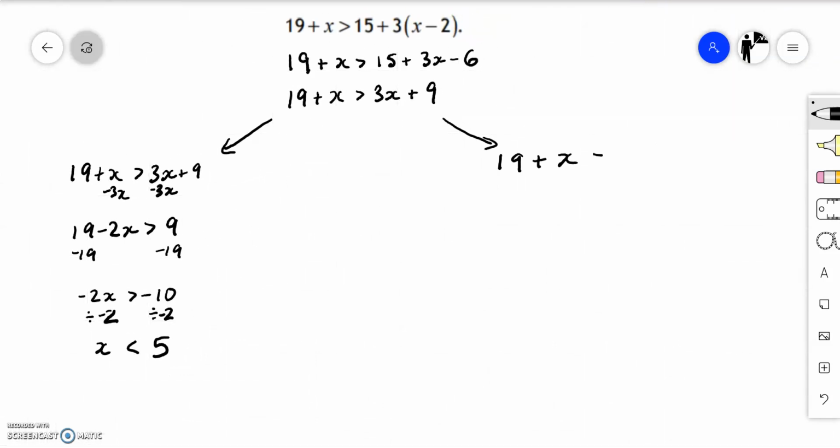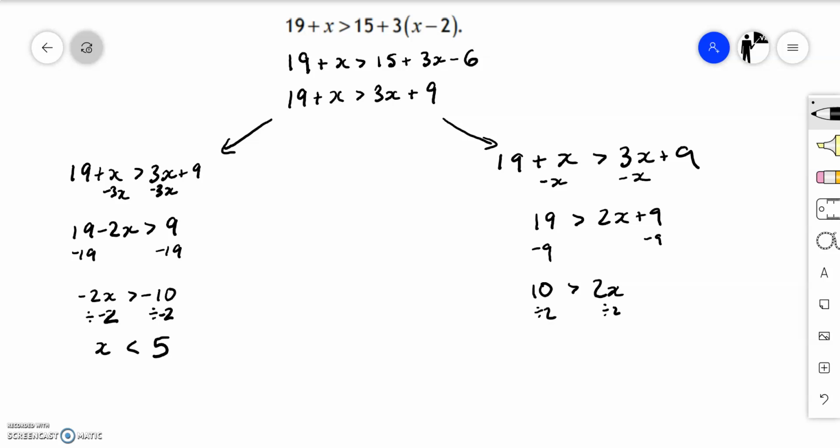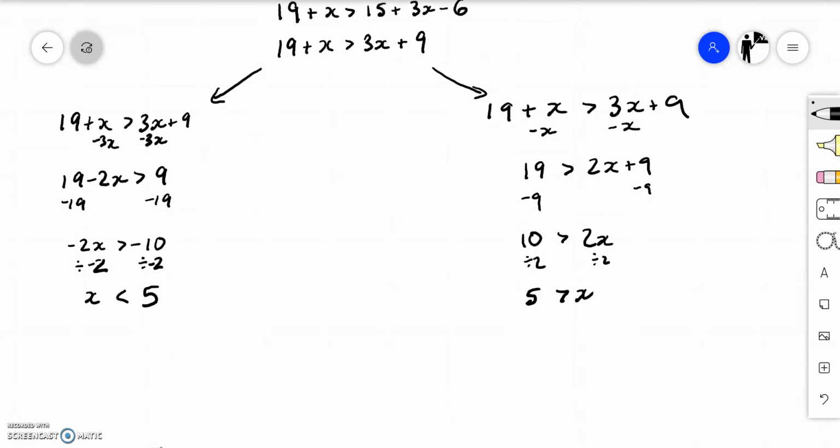from this line is to move the x's to the right hand side, because that will negate the need to deal with dividing by negatives. So we take away x from both sides, 19 is bigger than 2x plus 9. Taking away 9 from both sides, we're going to get 10 is bigger than 2x. Divide both sides by 2. And we're going to get 5 is bigger than x. Well, if 5 is bigger than x, that means that x is smaller than 5. So you get two different routes to go ahead and solve that problem.